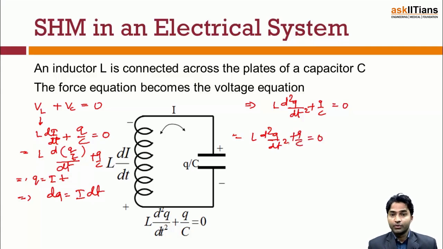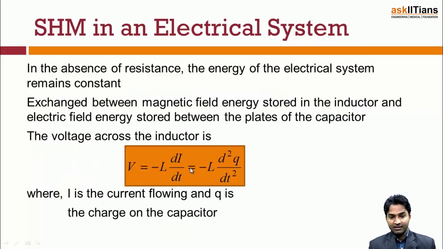First of all, we need to write the equation of electrical system. Then we would like to put it in terms of single variable, that is charge. Now we are getting, in the absence of resistance, the energy of an electrical system remains constant. The sum of energy across inductor plus energy across capacitance would be equal to constant. So there is an exchange between magnetic field energy stored in inductor and electric field energy stored between the plates of the capacitor.